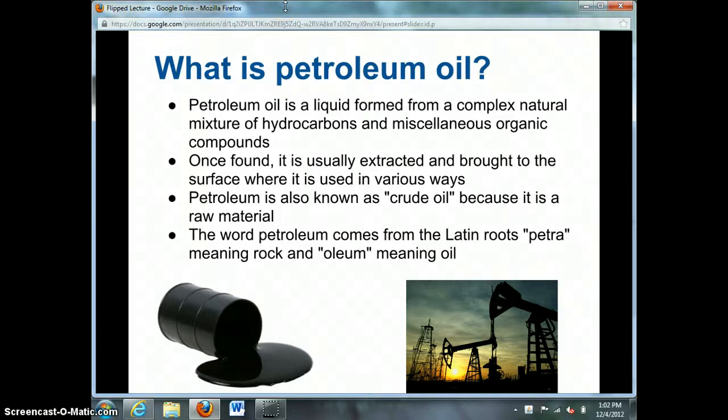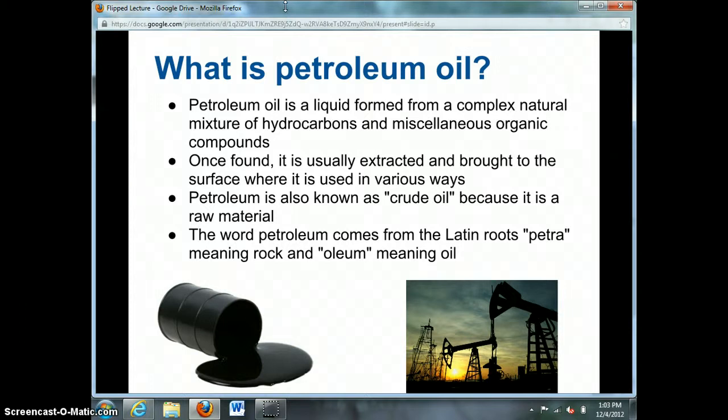Okay, so this is our flipped lecture on oil energy. Our first question was, what is petroleum oil exactly? Through much research, we found that petroleum oil is a liquid formed from a complex natural mixture of hydrocarbons and other miscellaneous organic compounds such as phytoplankton and other single-organism beings.